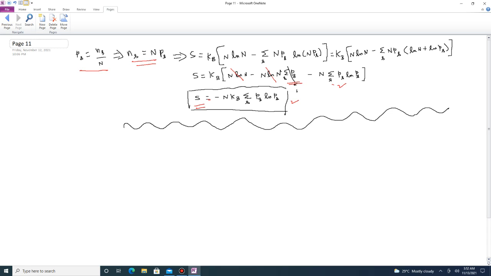S is the entropy and P_s is the probability, and these two are related by the expression S is equal to minus N k_B, the sum over s of P_s logarithm of P_s. So this formula will be useful in discussing some problems that will be discussed in the next lecture.